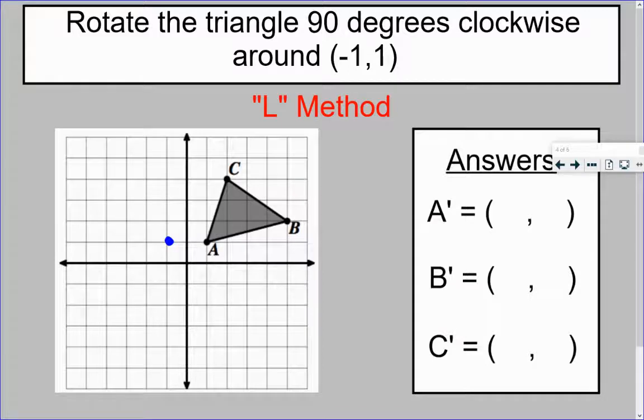So now when I draw my L, let's start with A. It's just right there. There's really not an L involved there. And it says I'm going 90 degrees clockwise. Remember, the clockwise is this way. So I have to rotate that 90 degrees. Oh, I'm going to have a hard time with this. 90 degrees just makes it up and down.